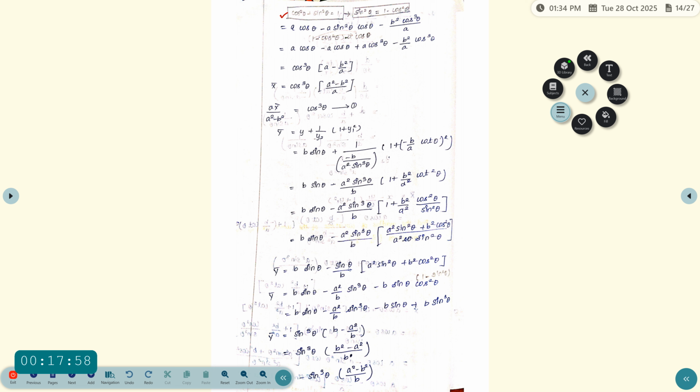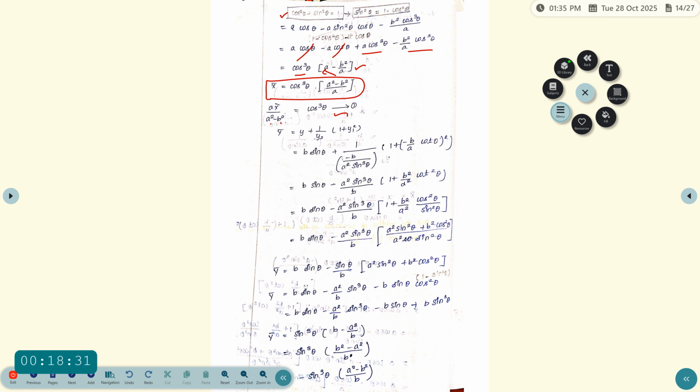In the next step, we can multiply a cos theta inside and we are cancelling these two. These two will be cancelled. A cos cube theta minus b square by a cos cube theta, taking cos cube theta outside, the remaining bracket term, taking a as LCM. A square minus b square by a is the value of the center of curvature x coordinate. And then from this equation we can bring this term into the left hand side. A x bar by a square minus b square equal to cos cube theta.